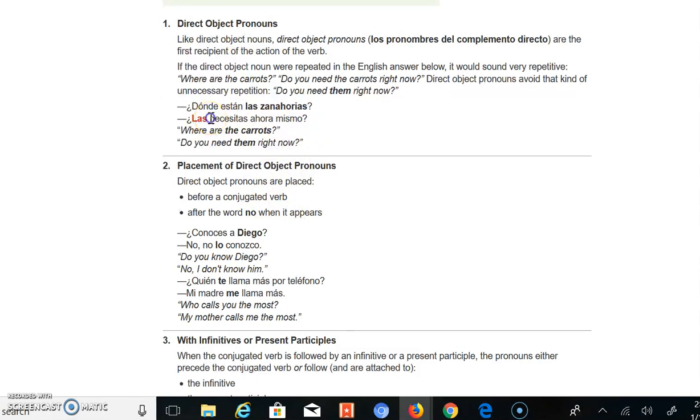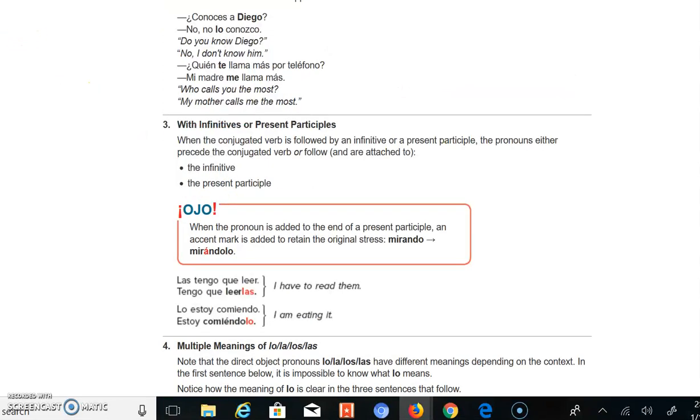Here you only have one verb and you don't have a verb in the infinitive, so it has to go before the conjugated verb. The only way it can go attached to the infinitive is when you have an infinitive in the sentence. With infinitives or present participles, you can have, for example, tengo que leer, las tengo que leer, I have to read them, or tengo que leerlas. So you see the las could go before the conjugated verb tengo, or attached to an infinitive here, tengo que leerlas.